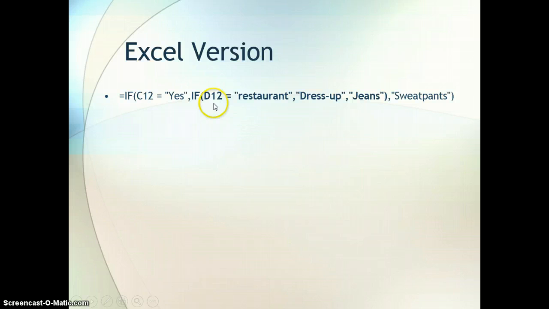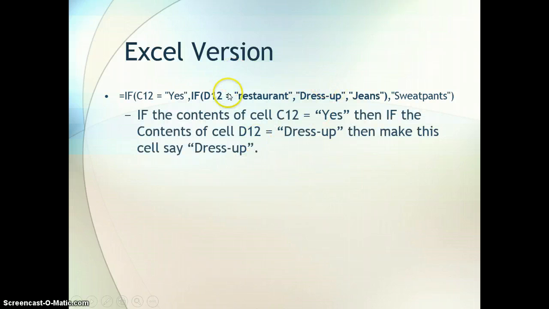So it will say, well, what does D12 say? Am I going to a restaurant? If it's true that D12 says a restaurant, then I'm going to dress up. But if it doesn't say that, I'm going to say jeans. So that's a nested if. This if statement is nested within the area for the true return.